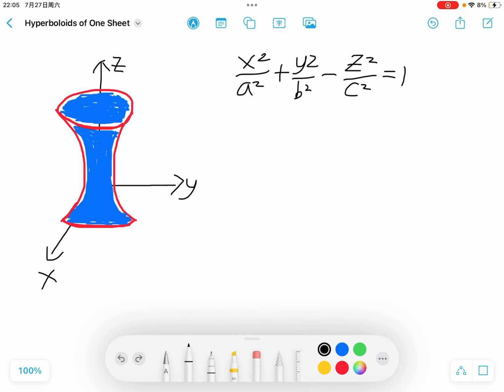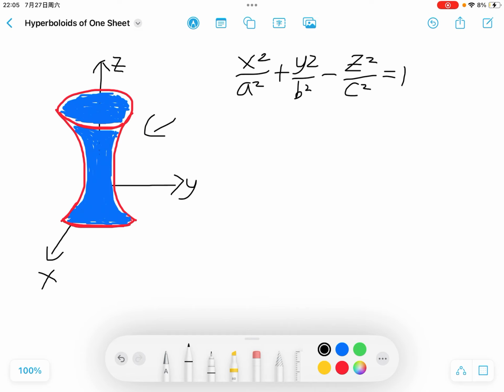So we have x, y, and z instead of just x and y because a hyperboloid of one sheet is plotted and graphed, also used in 3D coordinate systems, not 2D. So for 2D coordinate systems, we have parabolas, we have hyperbolas, etc. Right? We also have ellipses. So in the 3D coordinate system, we have hyperboloids of one sheet, two sheets, elliptical cones, etc.